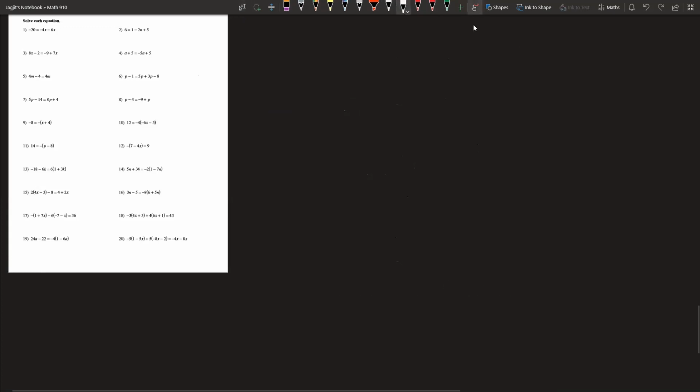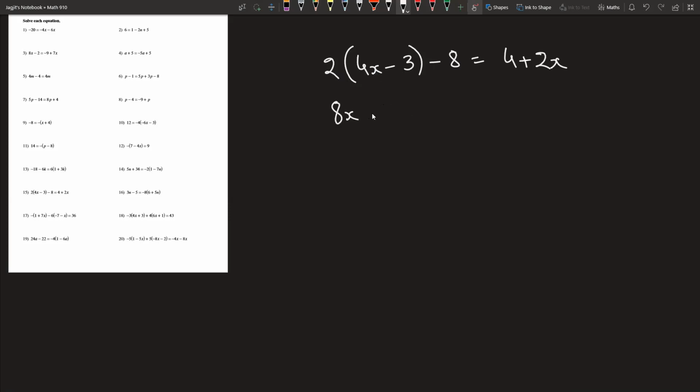Now, what did we have as the next question? The next question, we had 2 times 4x minus 3 minus 8 is equal to 4 plus 2x. Okay, so folks, I see 2 and 8 over here. I can factor that out, or you know what? Let's keep it a bit simple. Let's just FOIL it. What's 2 times 4x? 8x. What's 2 times negative 3? Minus 6. You had minus 8 over there, and this will just be 4 plus 2x.